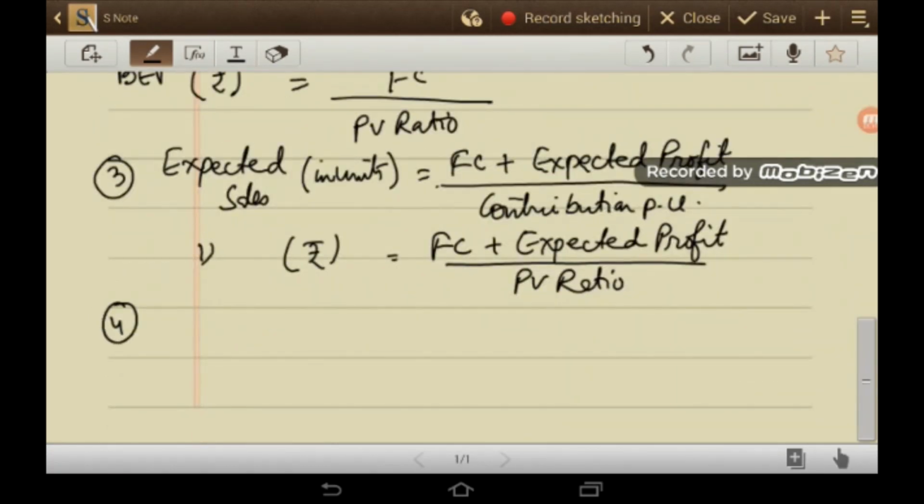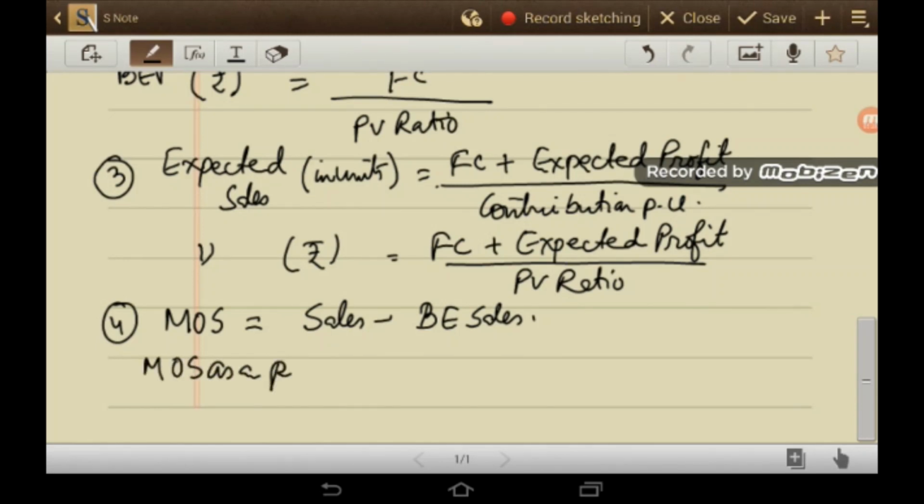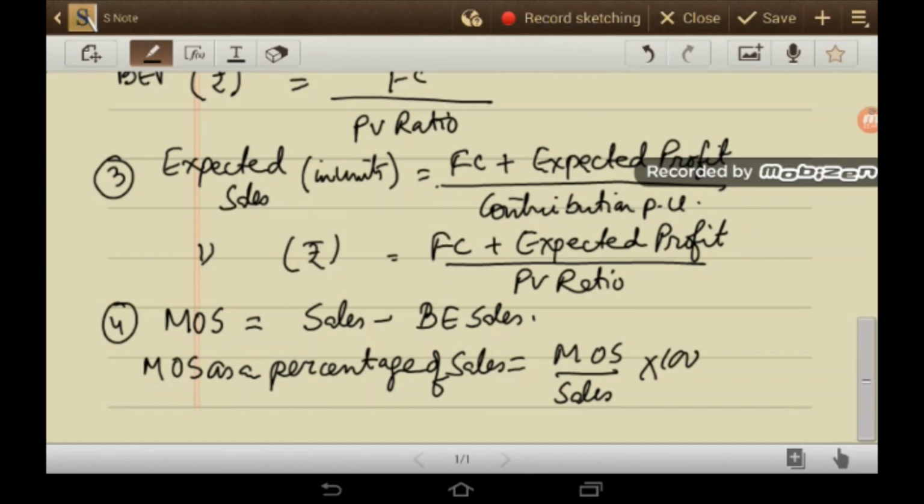And the last one is MOS or margin of safety, given by sales minus break-even sales, that is break-even point in rupees. And MOS as a percentage of sales is given by MOS by sales into 100.